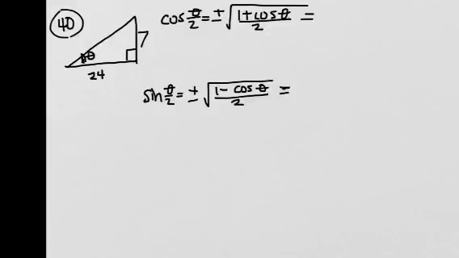Alright, so number 40, I need to make a correction. The answer key that I posted on School Loop is wrong. Okay, so let's start off with the drawing, the triangle.